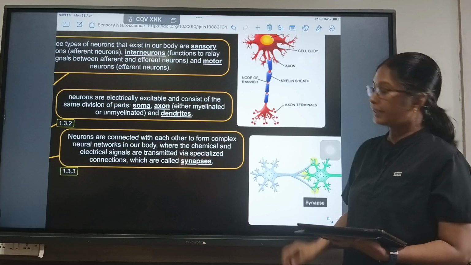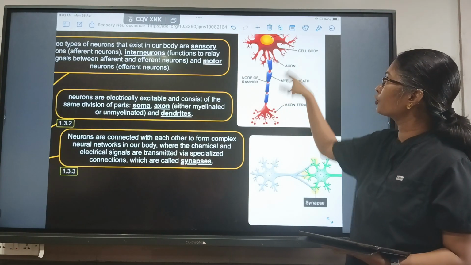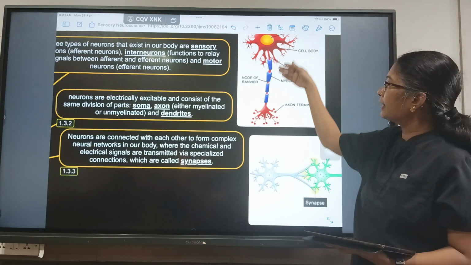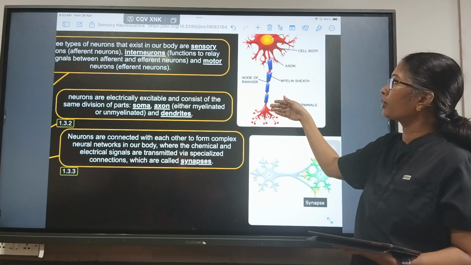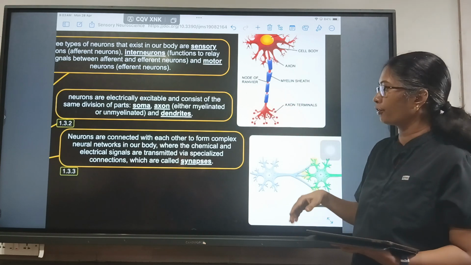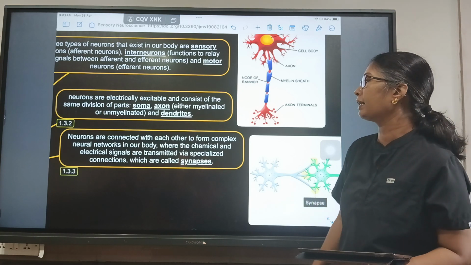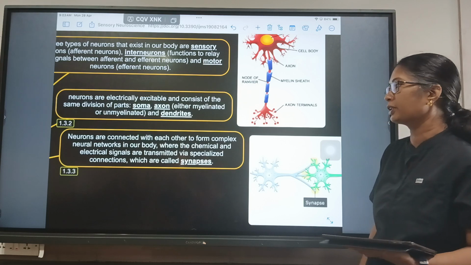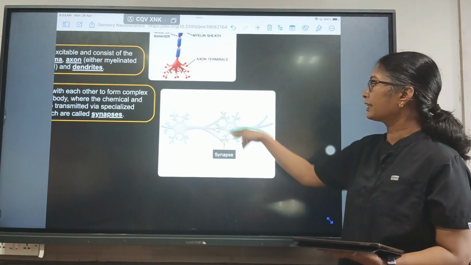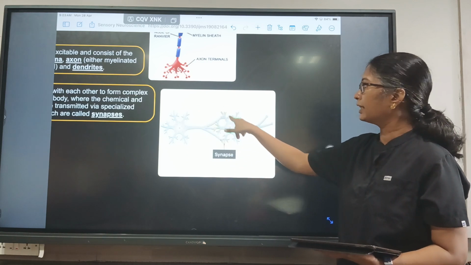Neurons are electrically excitable, and consist of soma, axon and dendrites. Soma is where the nucleus is present. It supplies nutrients to the nerve cell, and the axon can either be myelinated or unmyelinated, and the dendrites are the branching which connects with the next neuron. The neurons are connected with each other to form complex neural networks in our body, where the chemical and electrical signals are transmitted via specialized connections called synapses. We can see how the nerves interconnect with each other, and this is called the synapse, where the axon terminal of one interacts with the dendrite of the other.